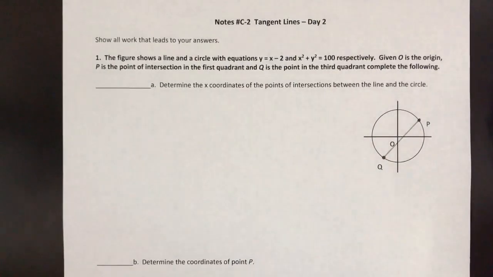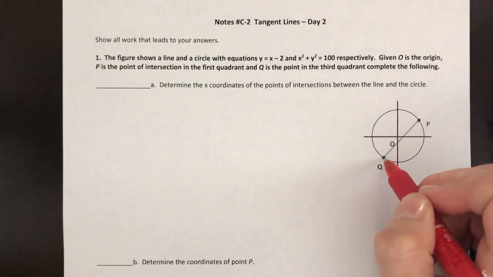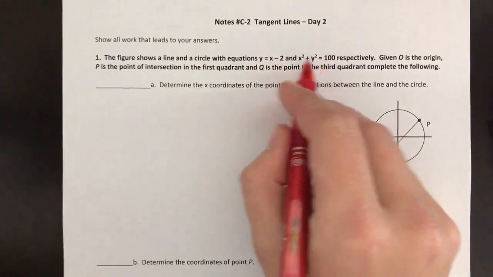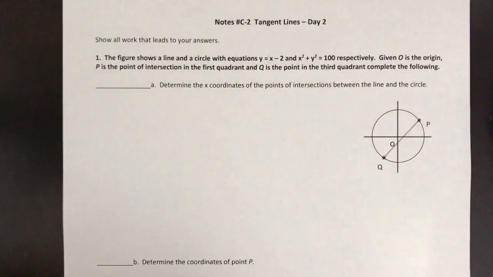Part A, determine the x coordinates, so only the x values, of the points of intersection between the line and the circle. So I want the x value for point P and the x value for point Q. I am given two equations. This is Algebra 2, solving a system of equations. Okay, given these two equations, find their intersection.